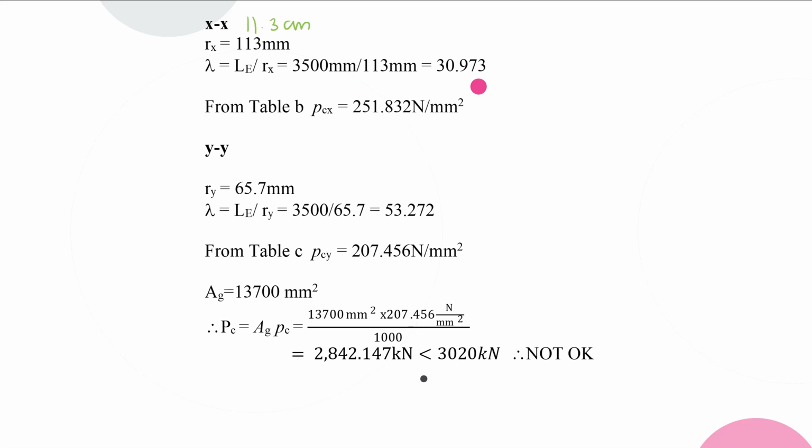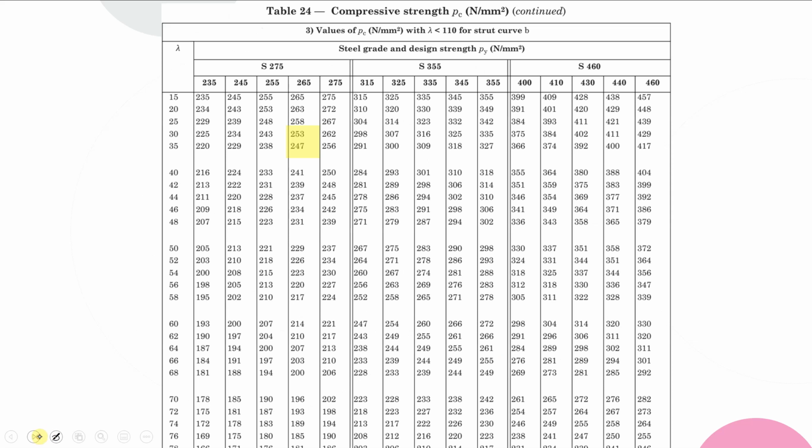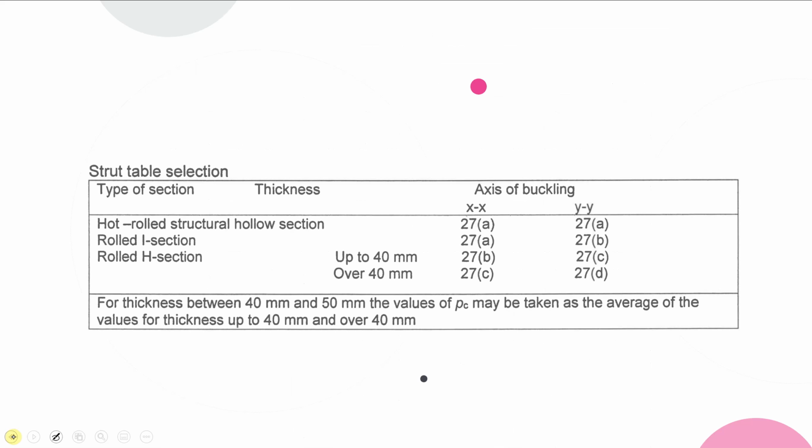And what we need to do next, we have to refer to a table. Which table? Because we have curve A, curve B, curve C and curve D tables. So this is when we are going to refer to that compressive strength table, which is this one. Okay, so now we have table A, table B, table C, table D, like I explained in my previous class.